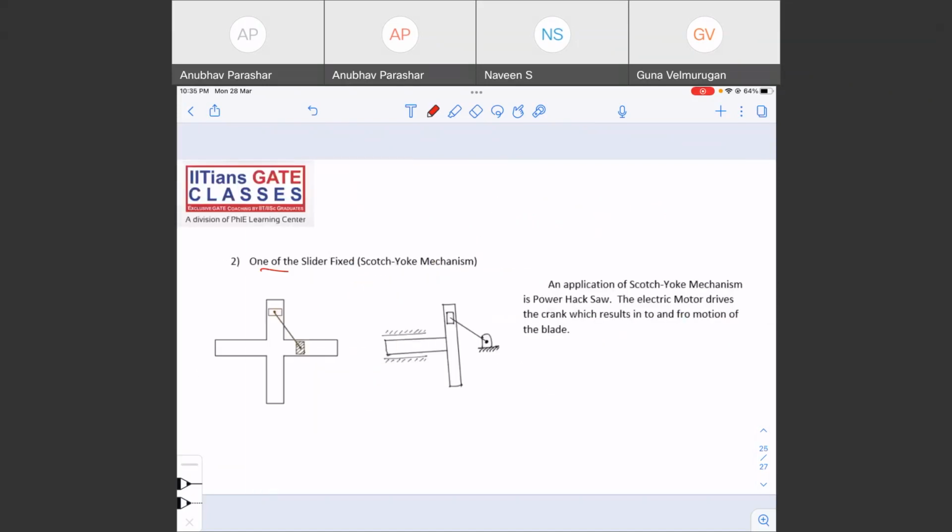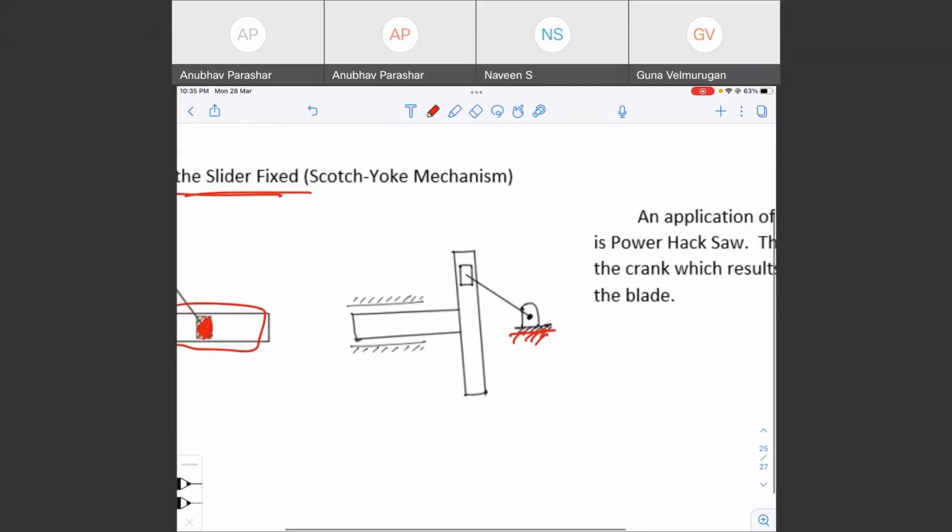Now, next is one slider fixed. If one of the sliders is fixed, let me say this slider is fixed, it is not going to move. So I am just cutting this off and fixing this slider. Only slider number 1 will keep on moving up and down. So you should be able to imagine what exactly is happening.